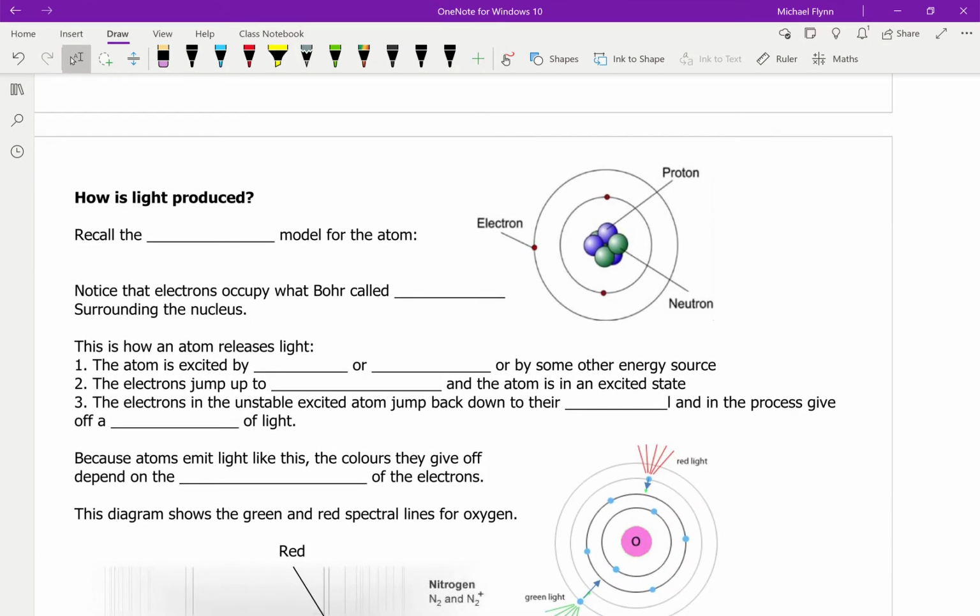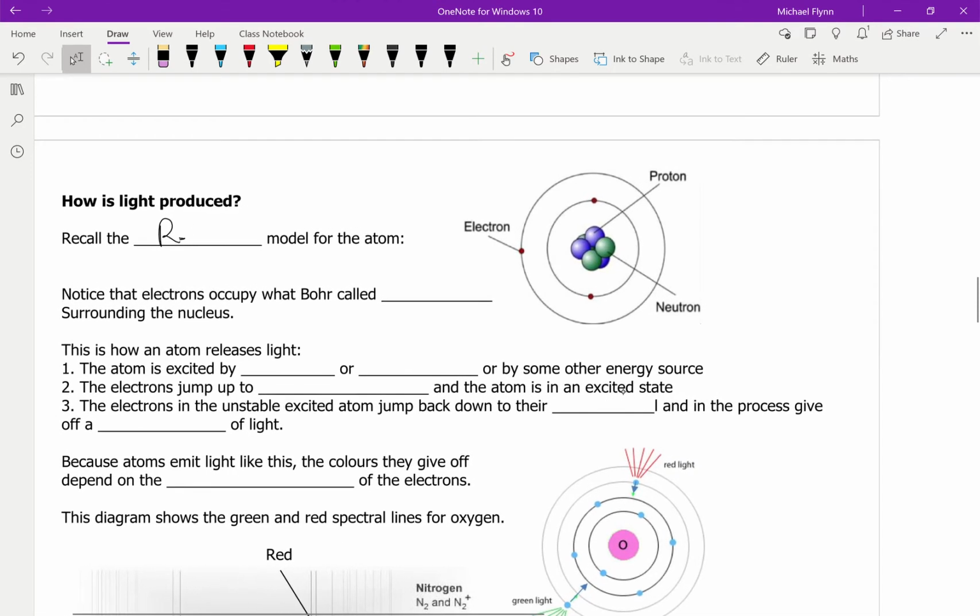All right, recall the Rutherford-Bohr model of the atom. How do atoms emit light? Electrons occupy what Bohr called shells, or orbitals, surrounding the nucleus. Now, remember how there are 2 electrons that go in the first orbit, and then up to 8 in the second, and 8 in the third, and then 32 in the fourth, and so on.